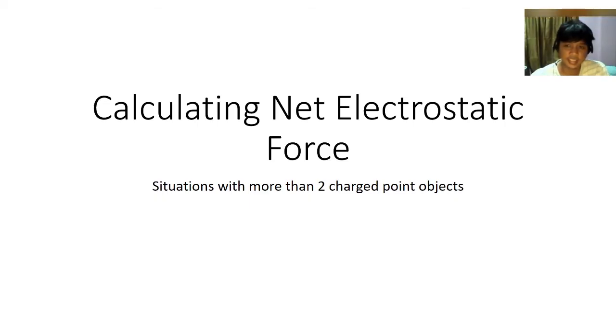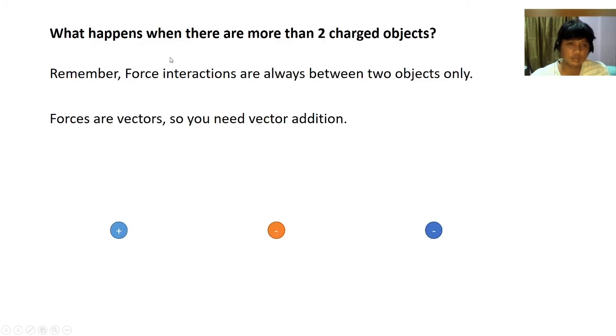Calculating net electrostatic force, situations with more than two charged point objects. What happens when there are more than two charged objects? Remember, force interactions are always between two objects only. Forces are vectors, so you need vector addition. Okay, I just read those things, but here's what I'm really trying to tell you.